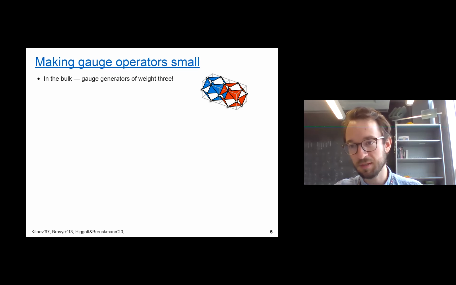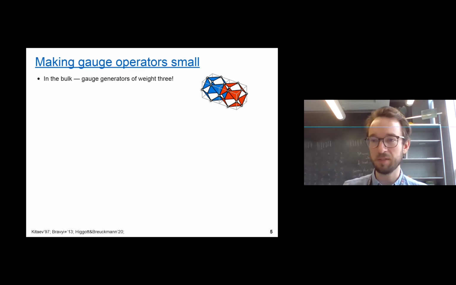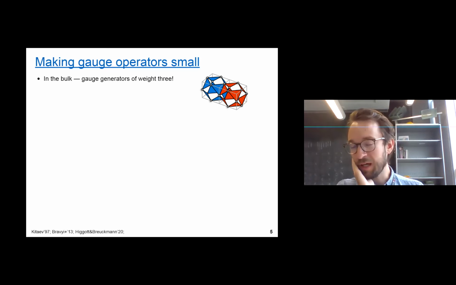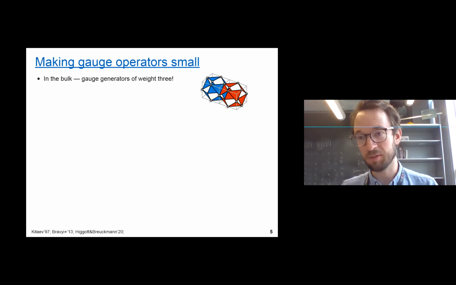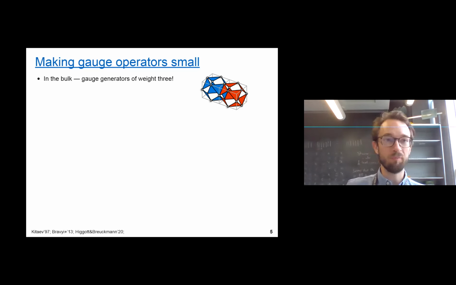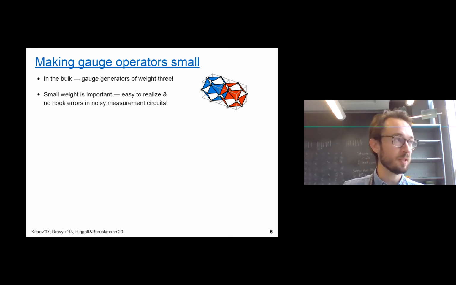So you can't get any of these so-called hook errors that you can get in the 2D toric code, where one fault in your syndrome extraction circuit can propagate to a weight 2 error on the data qubits. So with the absence of these hook errors, we'd expect to improve the fault tolerance threshold for circuit level noise, and that's actually something we're planning to look at. I'm writing code for this at the moment. I'll show you some numerics later, but we hope that including circuit level noise is not going to degrade the performance too much. But we'll see if that's the case.